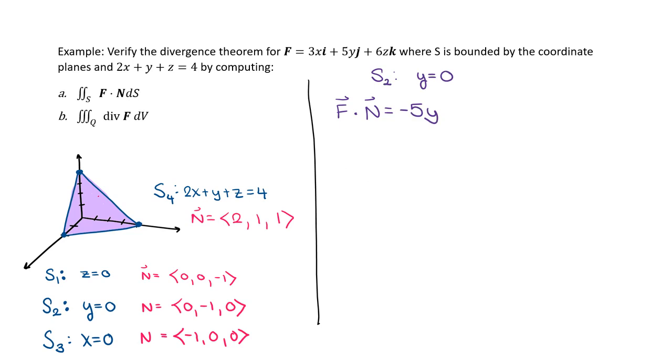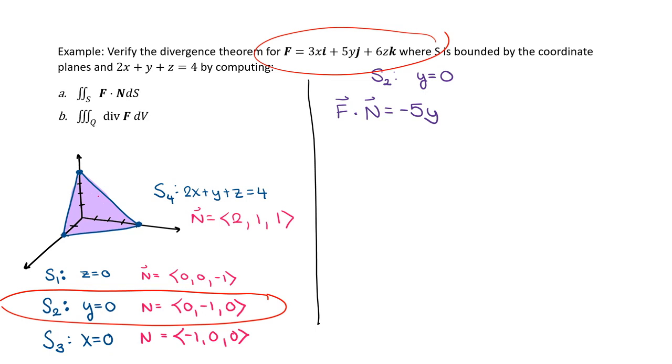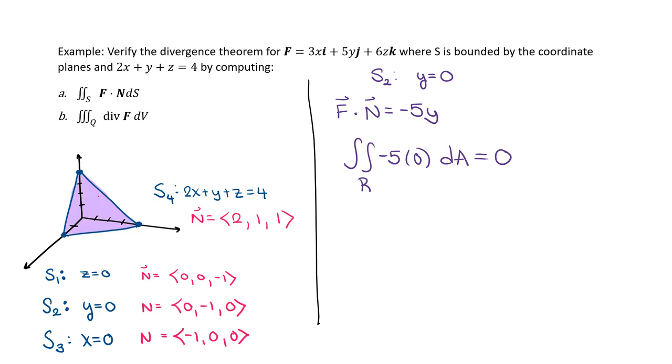Something similar happens with surface 2. We have the plane y equals 0. So I'm on surface 2 now. And so if I take my vector field dotted with that normal vector, I get 0 minus 5y plus 0, so I get negative 5y. But once again, notice our surface was y equals 0. And so if you plug that in, once again, you're just integrating 0, which gives you an answer of 0.